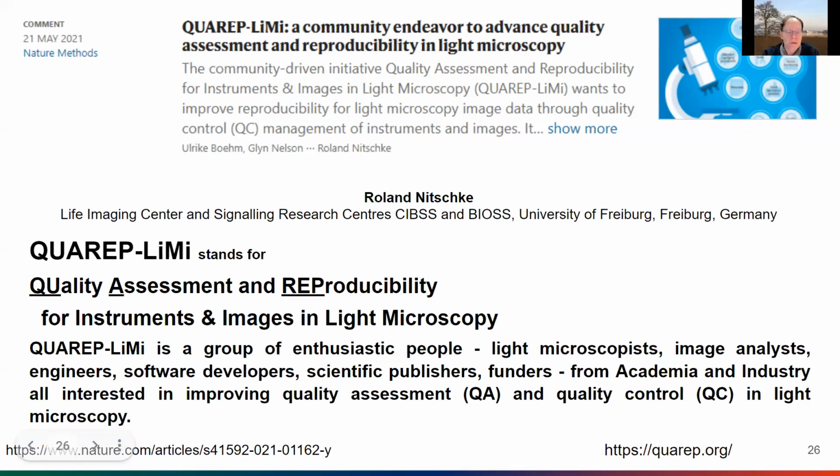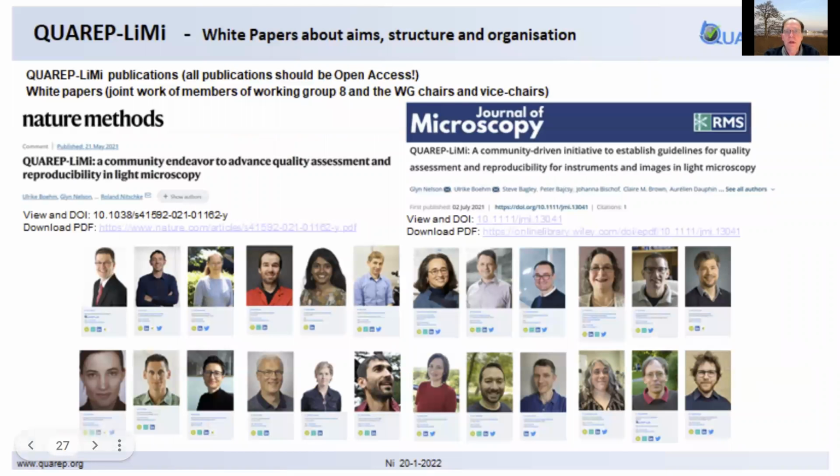Okay, so I will tell you a little bit about QUAREP-LiMi. And QUAREP-LiMi stands for Quality Assessment and Reproducibility for Instruments and Images in Light Microscopy. And as you see, it's so long, so the abbreviation really helps us to pronounce it properly. Can you go to the next slide?